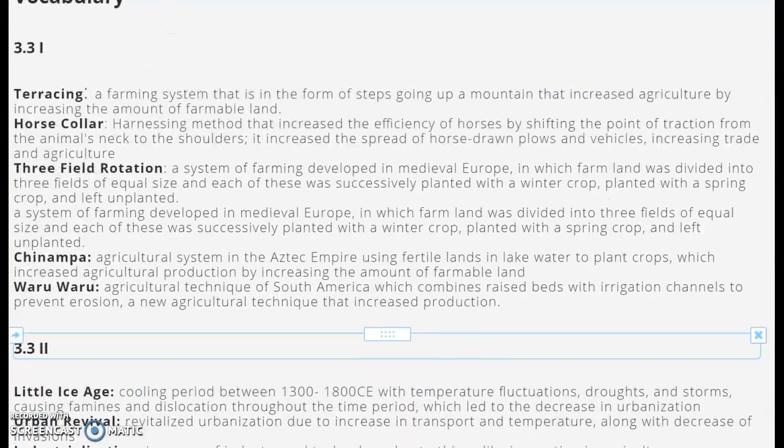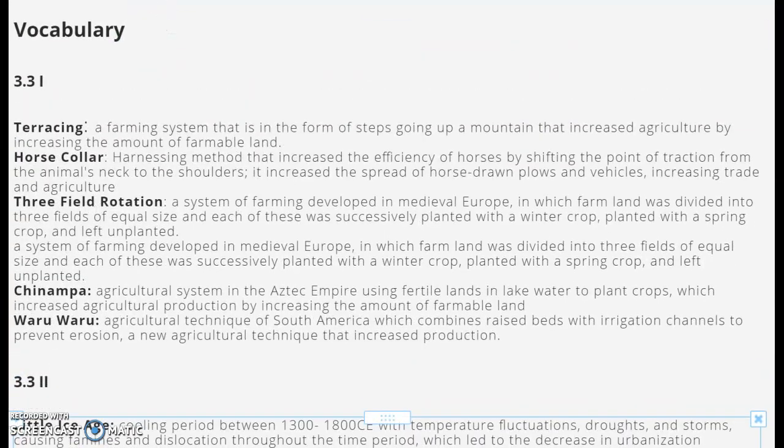These are some vocabulary terms. The first ones are all farming techniques and agricultural techniques that were developed in this time period. So you'd see terracing. You'd terrace the land so that there would be more land to farm, healthier land, and different land for different crops.